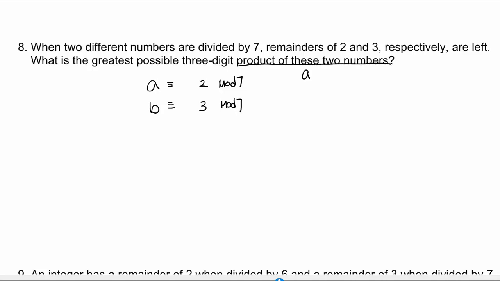What is the product? A times B, but this should be what? The greatest possible 3-digit number, very close to 1000, right? So the largest 3-digit number is 999. Up to here, we're going to check it.